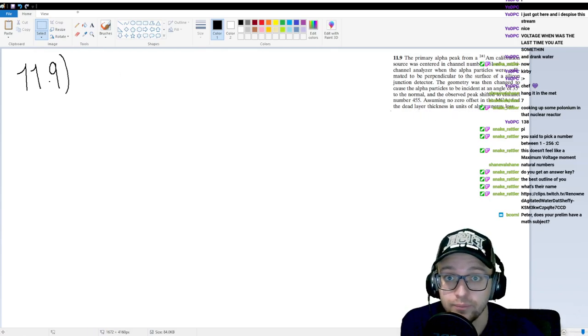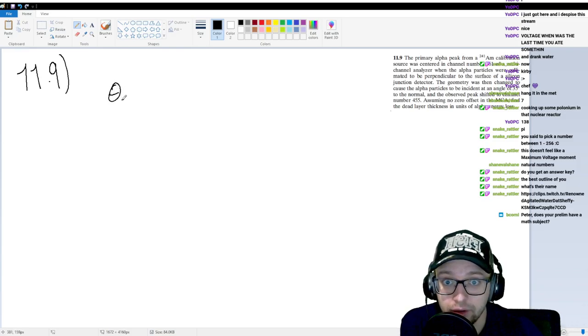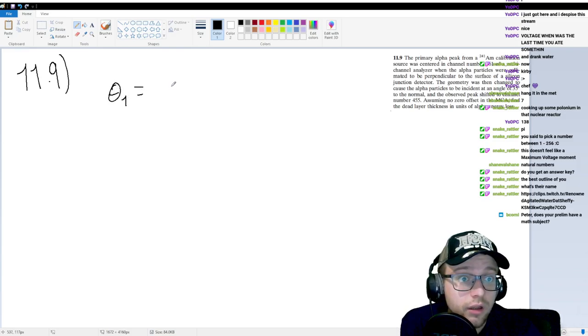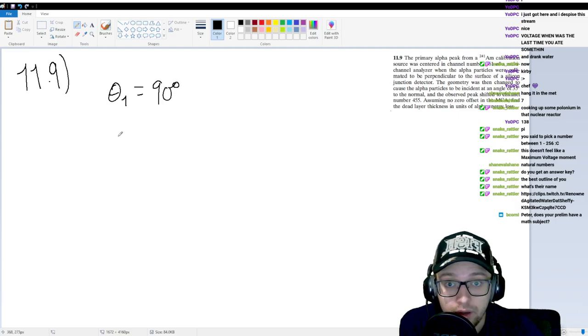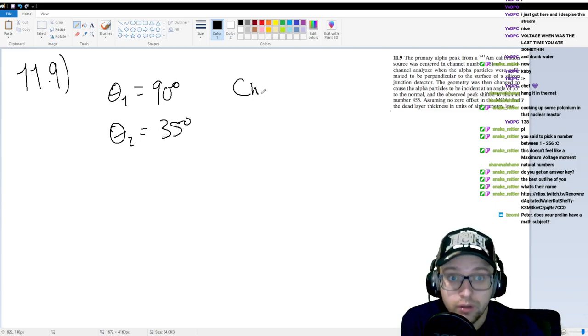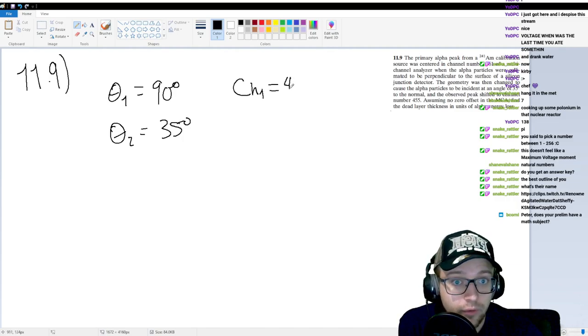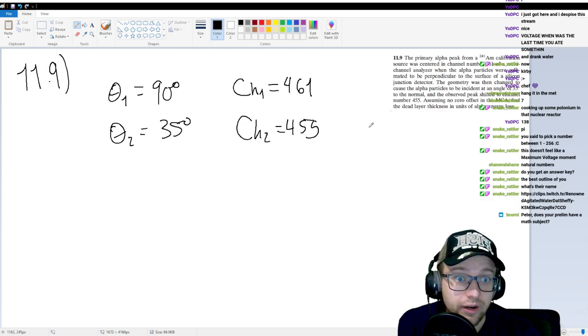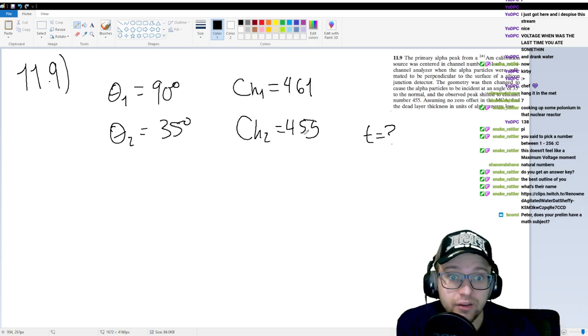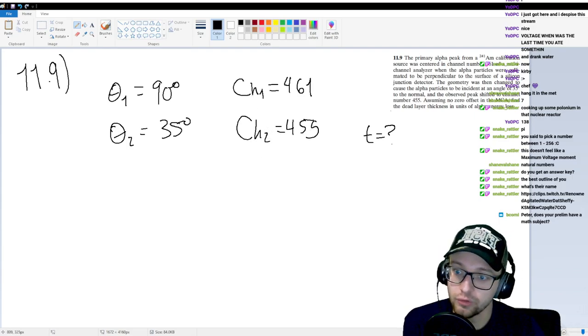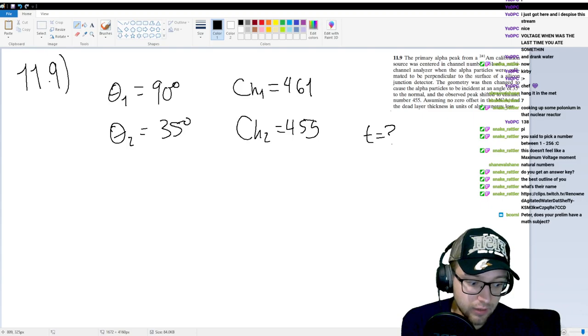Okay, so let's start off here. First we have theta 1, which is going to be perpendicular, so that's 90 degrees. And theta 2, which is going to be 35 degrees. We know channel number 1 is 461. We know channel 2 is 455. So what we're looking for is an energy loss, or the thickness of the dead layer. And we can determine this because the channel number is directly proportional to the voltage in this case.